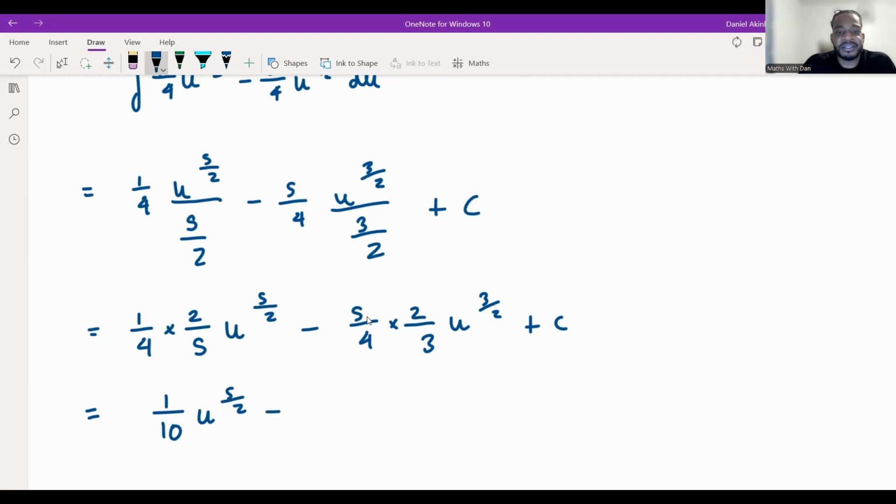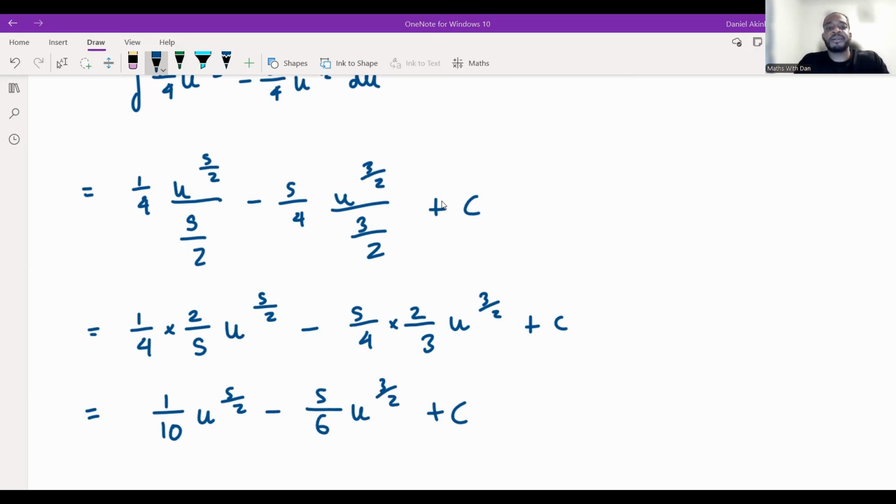And then minus, and then that's going to be 10 over 12, which is the same as 5 over 6, isn't it? When I divide top and bottom by 2. So like that, 5 over 6, and then u to the 3 over 2 plus c. Does that make sense, guys? Yeah? All good? Good stuff.